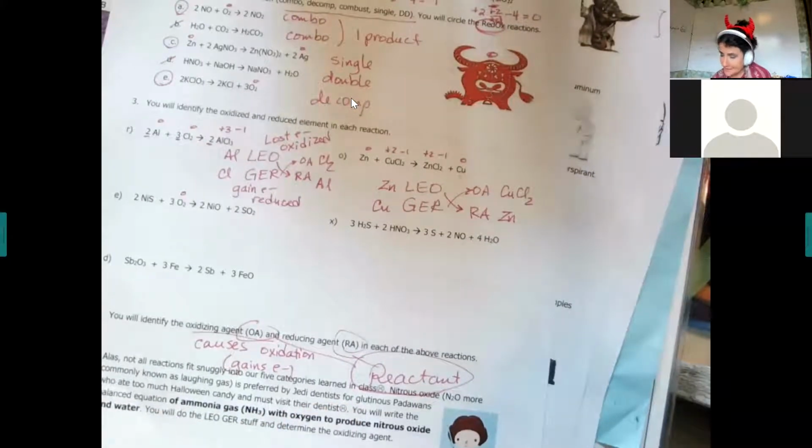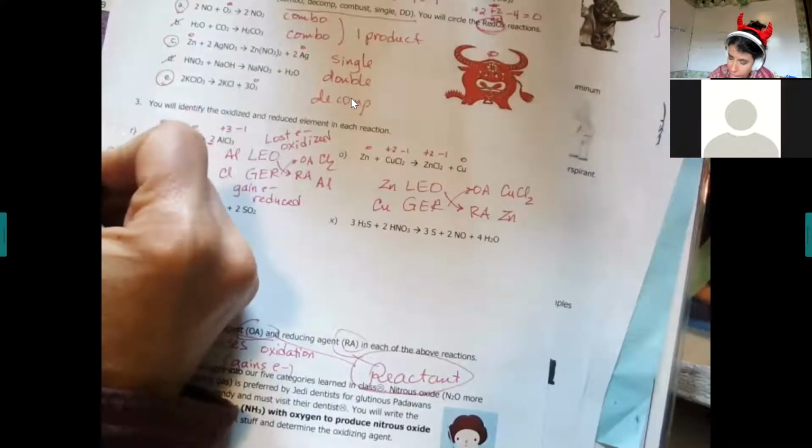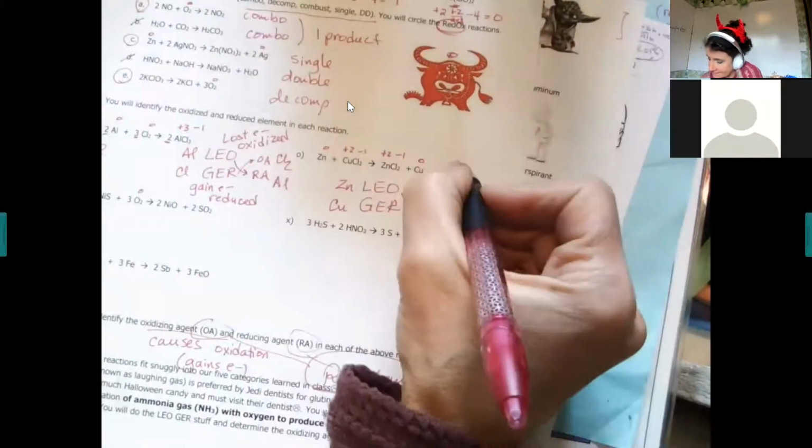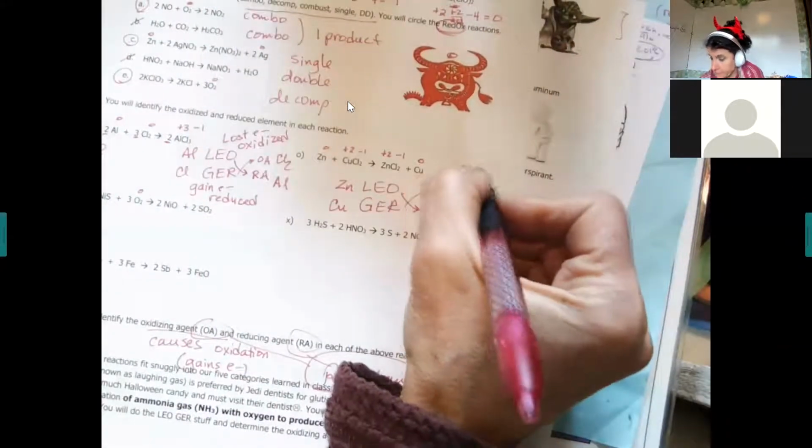All right, the other thing I didn't ask for, as I mentioned, is classifying, but the first one you could classify. It does fall under a combo, just a metal and non-metal will combine. There are other types of combinations. All right, this is a single. So if you did classify those two, you could definitely classify as a combo and a single. On E, classifying, it doesn't fall into one of our classifications.